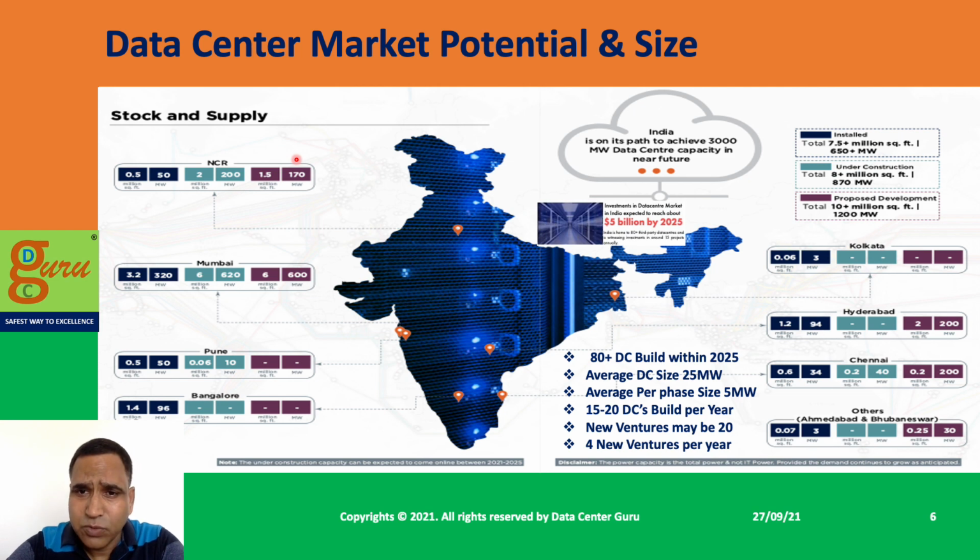So, in a nutshell, we are expected to build around 80 plus data centers within India by 2025. Average DC size is approximately 25 megawatt. Average per phase size, that means the first phase of the data center you want to build is minimum 5 megawatt, and if you divide this, around 15 to 20 data centers would be built every year.